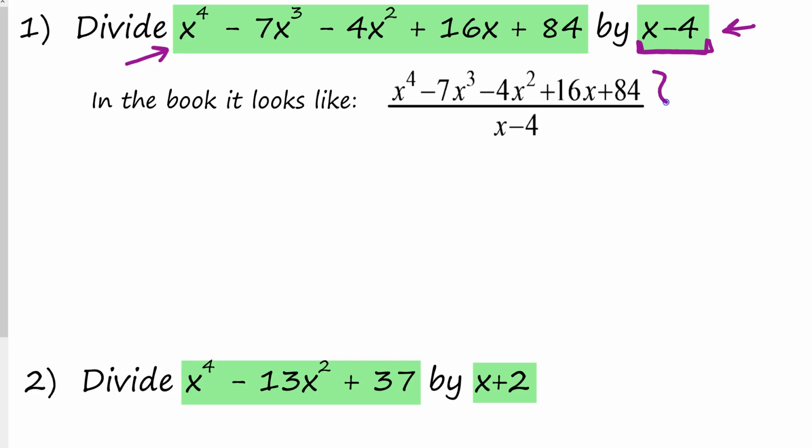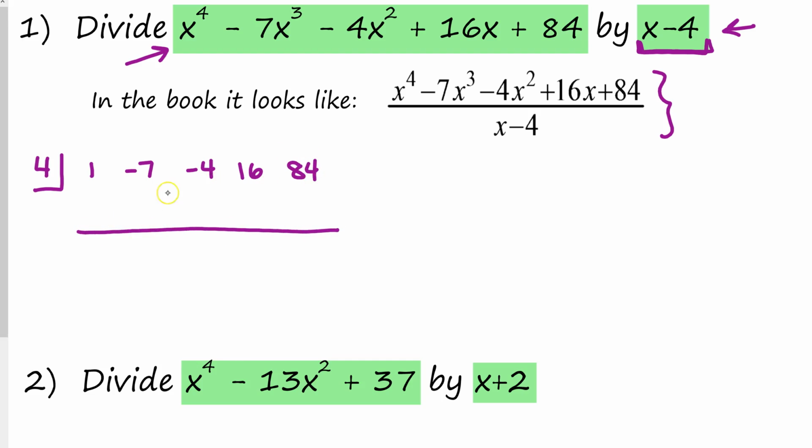And in the book, they're going to write the problem like this. So they just use a fraction bar for division. So if you're dividing by x minus 4, you put 4 in the box, and then the coefficients of the dividend go in a row. So we have 1, x to the 4th, negative 7x cubed, negative 4x squared, 16x, and 84. Leave a space. Drop the first number, 1.